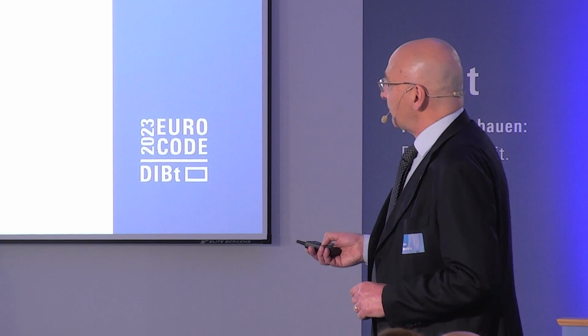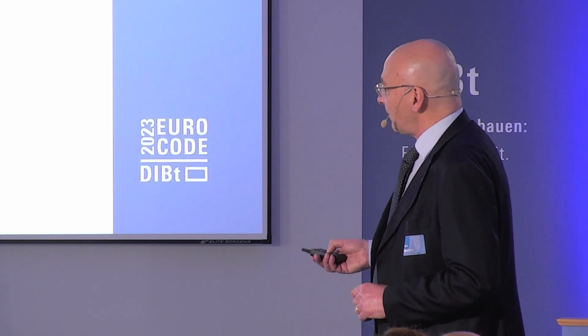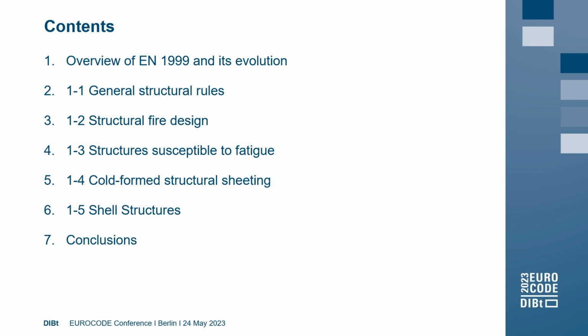Part 1.4 and part 1.5 were developed later, that is during the conversion phase to EN, and this was a request mostly from the aluminium industry, which asked for a specific codification on these topics. It is to be underlined that for these topics, cold-formed and shell structures, Eurocode 9 is the first codification at European level, accepted at a European level.